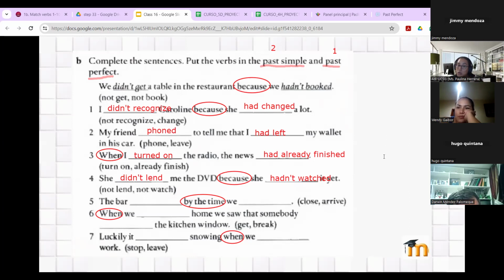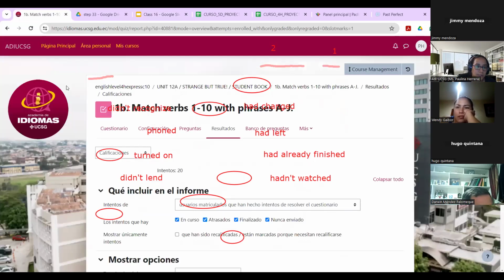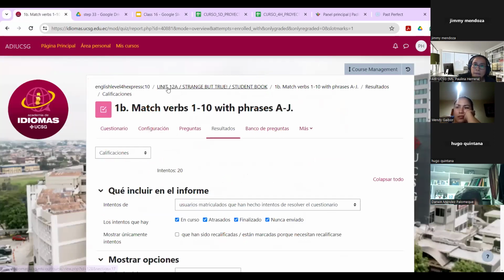Yeah. So, everybody, let's go to Moodle, and I want you to do by yourself at least the last 3. We're going to do other exercises out of Moodle, but now let's go to Moodle and let's work with this. Okay, let me clear this. Again, we go to 12A.